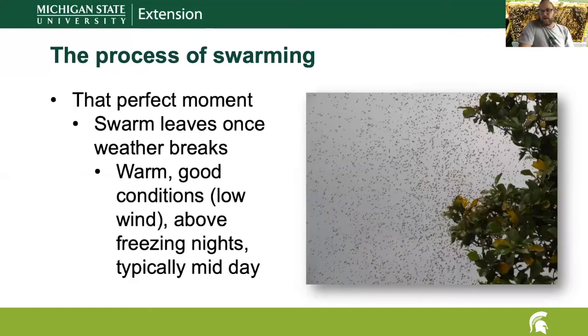All right, so once all of these processes occur, the colony is ready to swarm. But what I want you to understand is that just like we talked about earlier regarding conditions to initiate swarm impulse, the conditions need to be right to make survival of the swarm and the remaining colony as likely as possible when the swarm occurs. So bees will wait for a break in weather to actually swarm. Typically, they're going to swarm in warm weather with good flying conditions, above freezing nights, and they tend to swarm in the middle of the day. So that's the process of when it occurs.